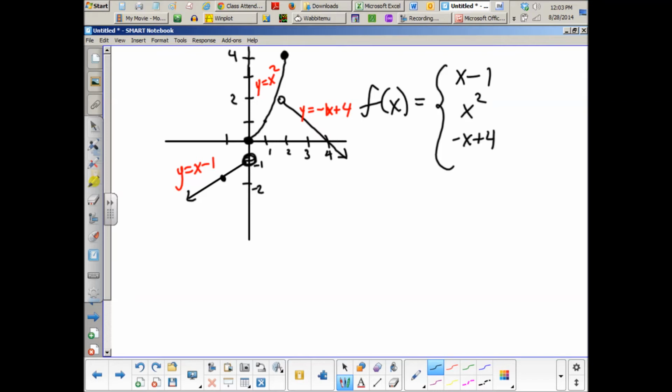So what I've done is I've described the various pieces in one function notation. The only problem is if you gave this function notation to a person and asked them to graph it, they would not draw that. They would draw basically this.